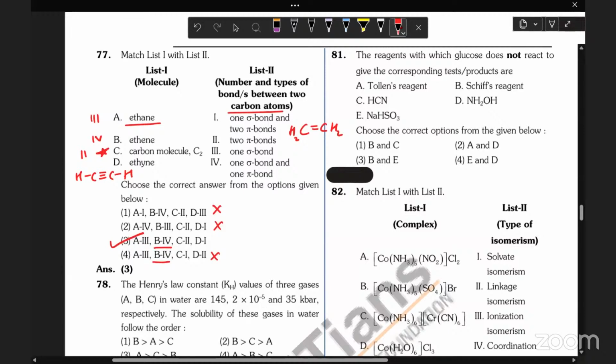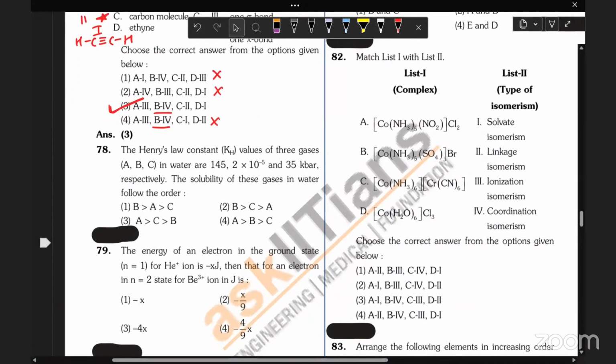And that'll have 1 sigma and 2 pi bonds. So what is left? 1 sigma 2 pi is 1. So D is with 1. That's where option number 3 is the right answer. All right. Cool. Moving on to the next question.